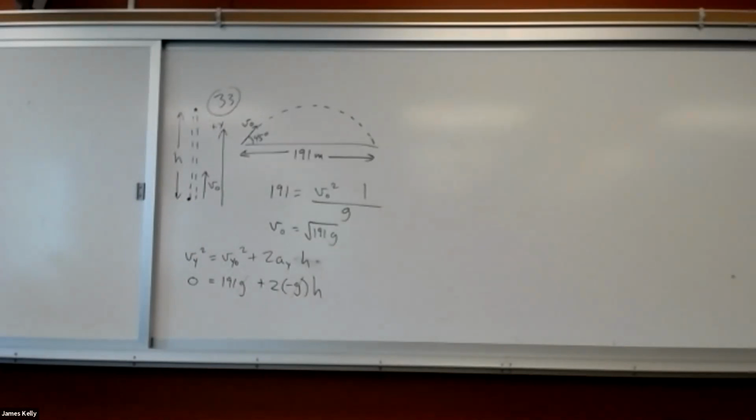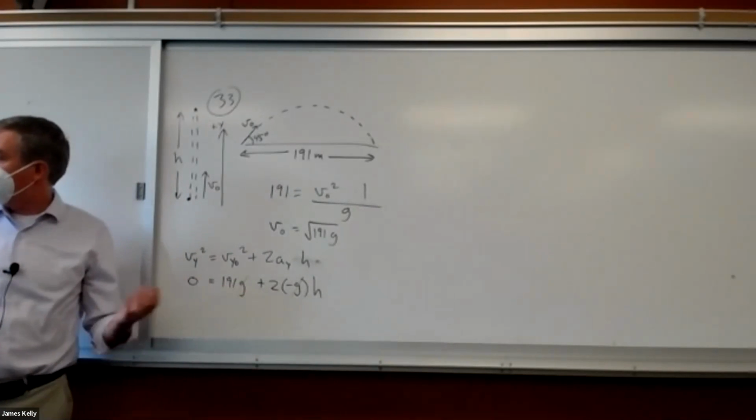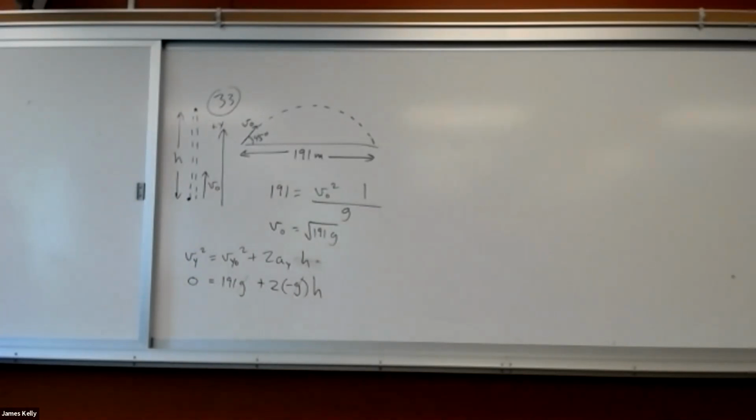In any case, that's how to approach it. Otherwise it's a huge pain to figure out how to work that 191 in there to back out what the initial speed is. But using the range equation, it's pretty easy. Any more on this question? I think that was just a one-part question.